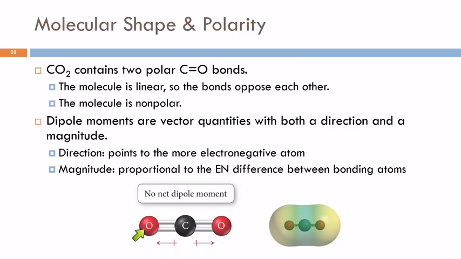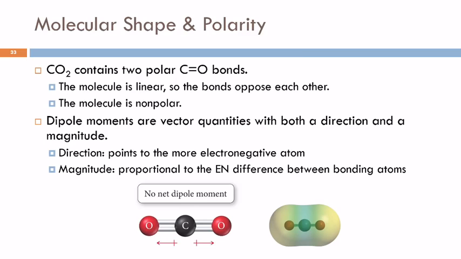So this carbon-oxygen bond is polar. Oxygen's more electronegative than carbon. The oxygen end will be slightly negative. The carbon end will be slightly positive because oxygen is hogging the electrons. In this other carbon-oxygen double bond, the oxygen is also hogging the electrons. And so this bond is pulling the electrons to the right. But those two forces offset each other.